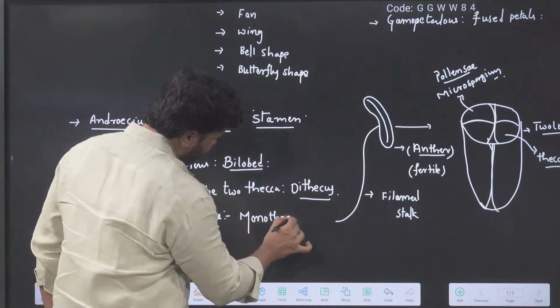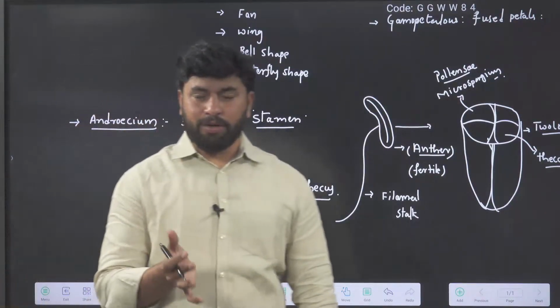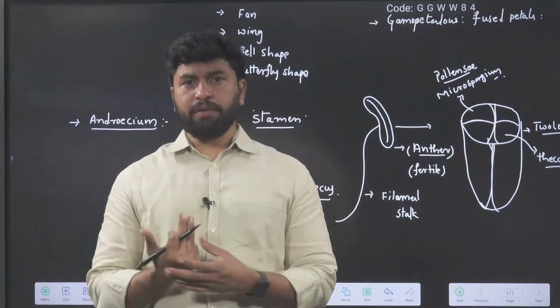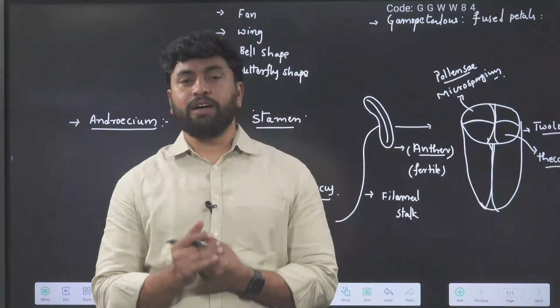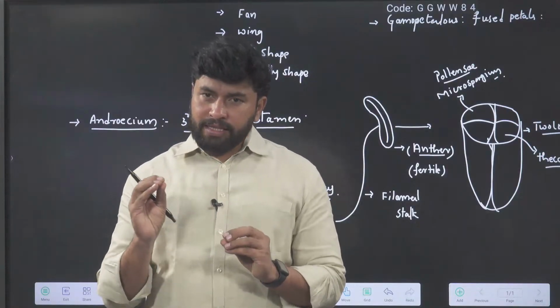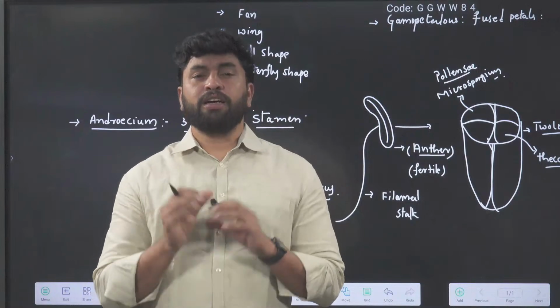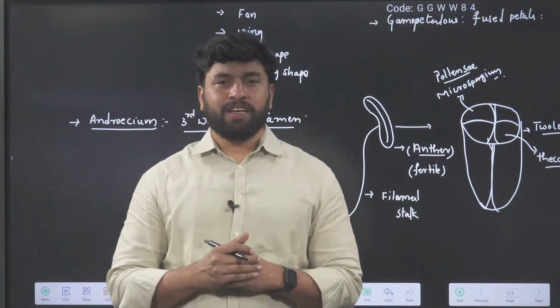Monothecous. I'm not saying in Malvaceae members a single lobe is present. No. Every anther has two lobes. But in Malvaceae members, in each lobe only one pollen sac or one theca is present. That's why a typical anther is bilobed tetrasporangiate or bilobed dithecous. In each lobe, two theca.